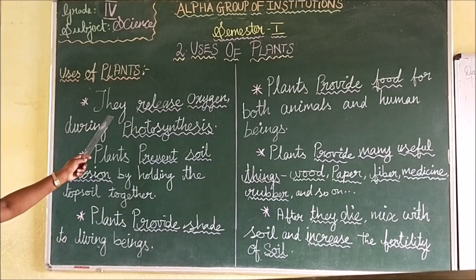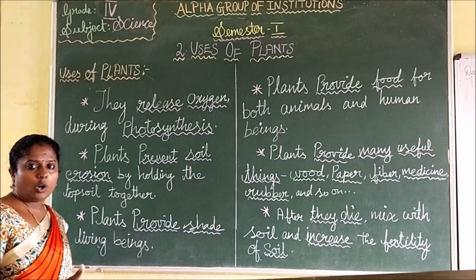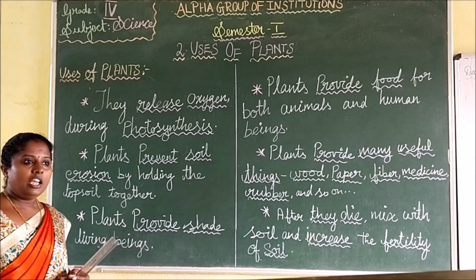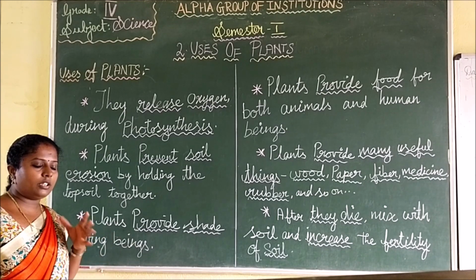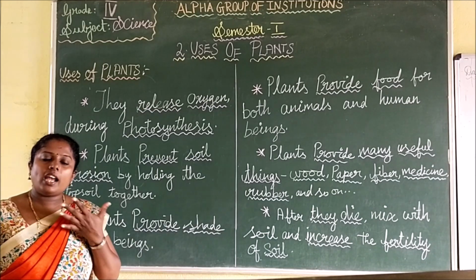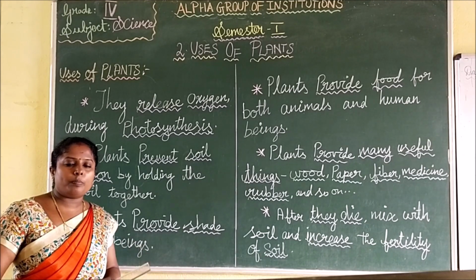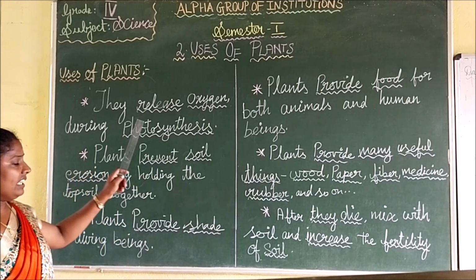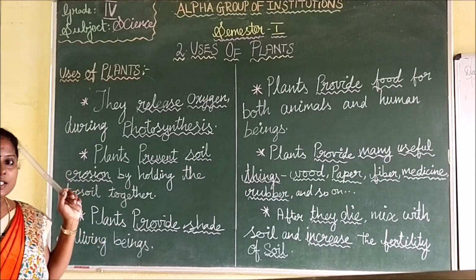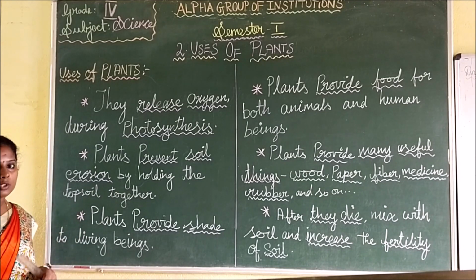So they release oxygen. That is, it takes in the impure carbon dioxide air and releases pure oxygen. If in the early morning we go and get the air from the tree, it is very, very healthy for us, right? So we have to plant more trees, more plants, right? So they release oxygen during photosynthesis.